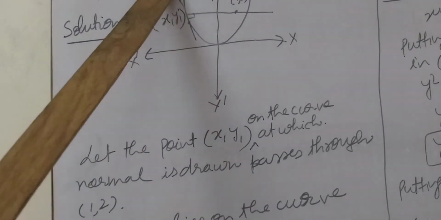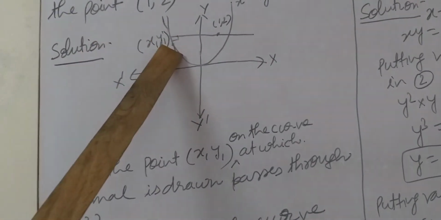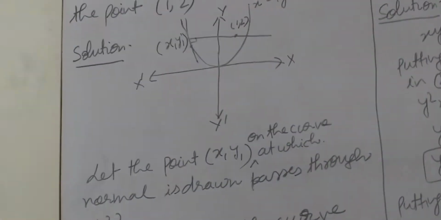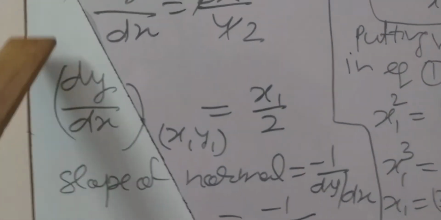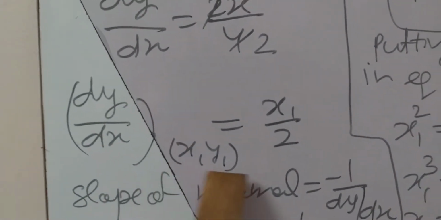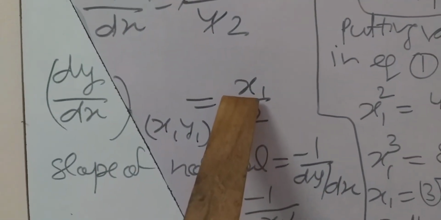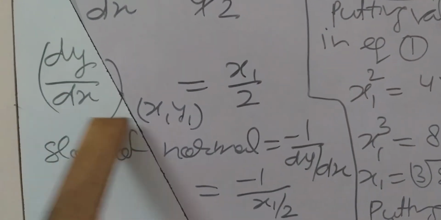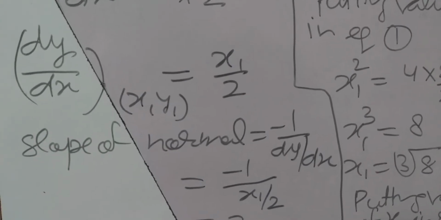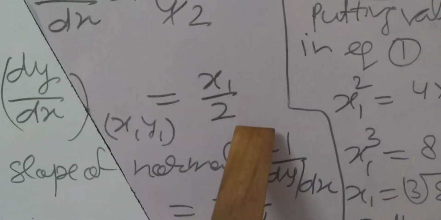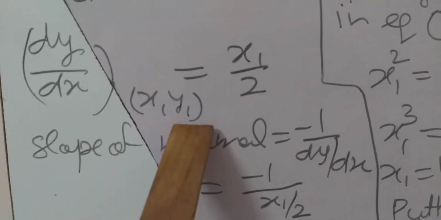Student, we have to find the value of dy by dx, means slope of tangent at the point (x1, y1). So let us find out dy by dx value at the point (x1, y1). So at the place of x we can write x1. So dy by dx at the point (x1, y1) equals to x1 upon 2. This is the slope of tangent at the point (x1, y1).